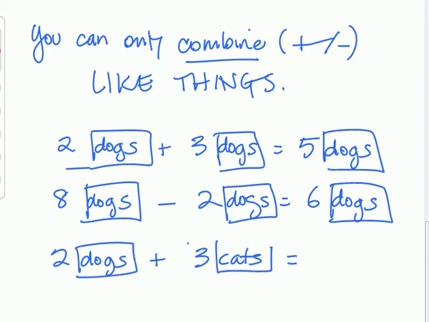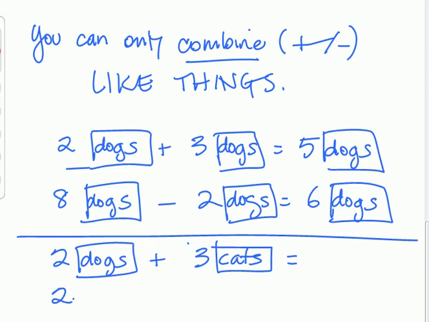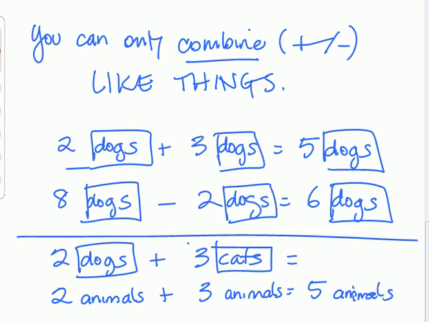One suggestion you may have is, well, could you change dogs and cats to something that they have in common? So you could say, yeah, that would be equivalent to saying I have 2 animals plus 3 animals. So now we can say, okay, what we have is 5 animals. And again, you can only add and subtract like things.